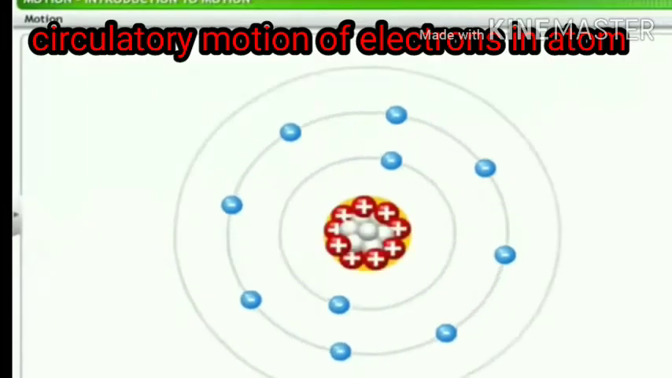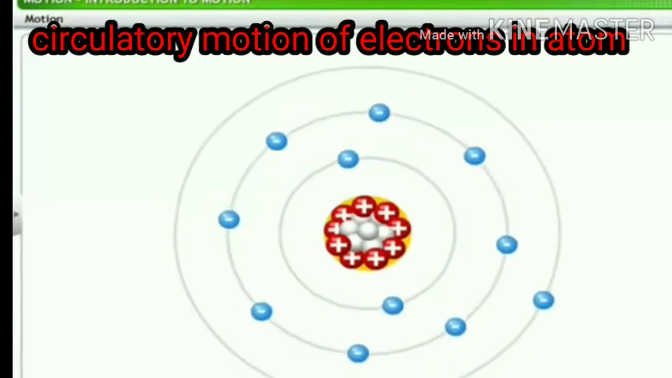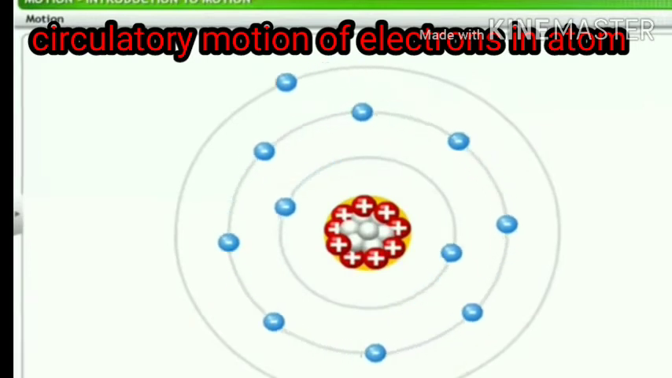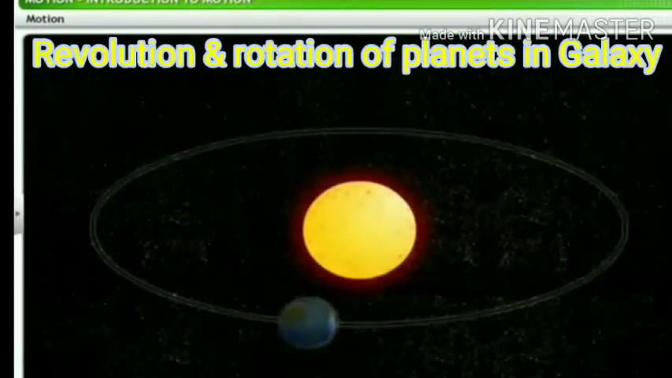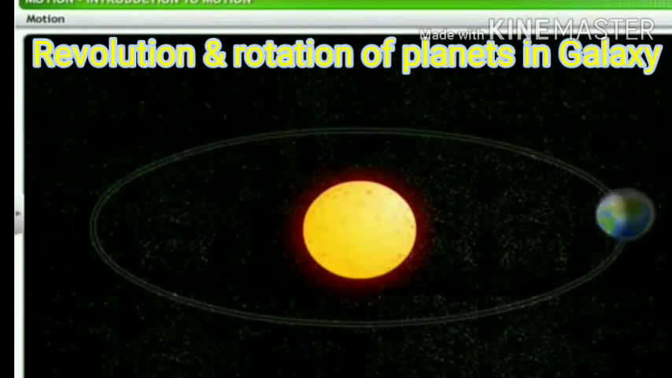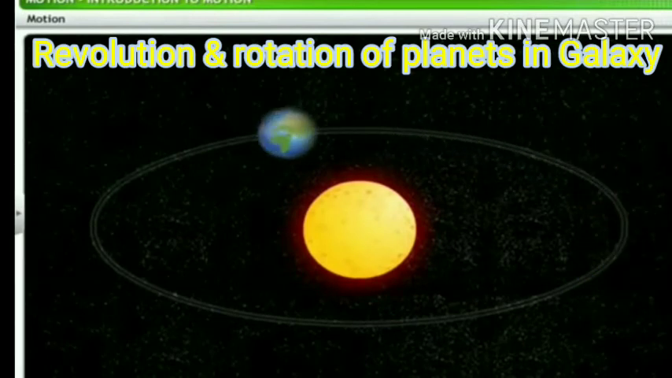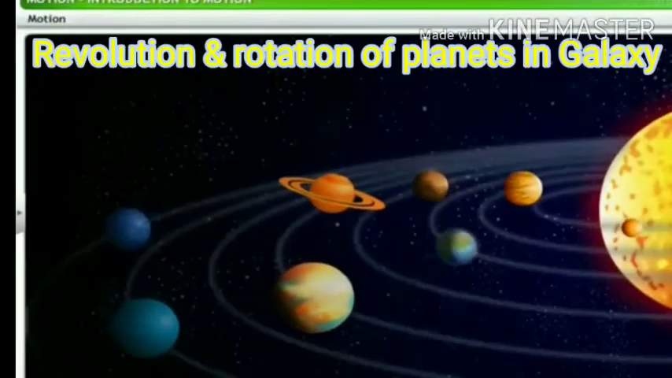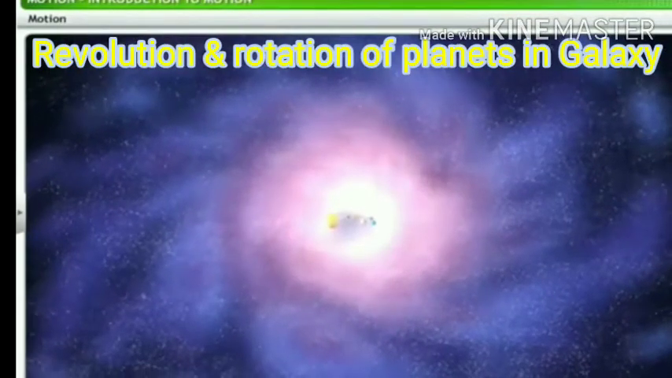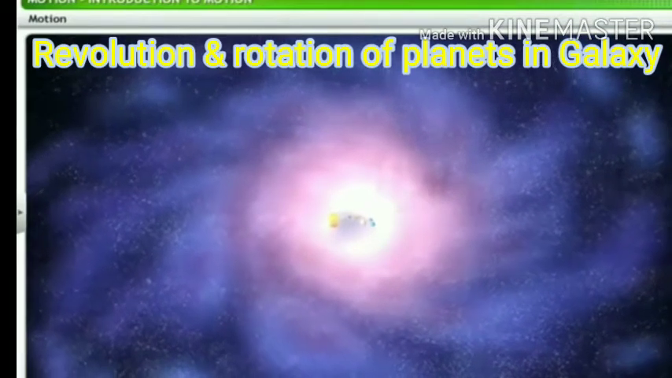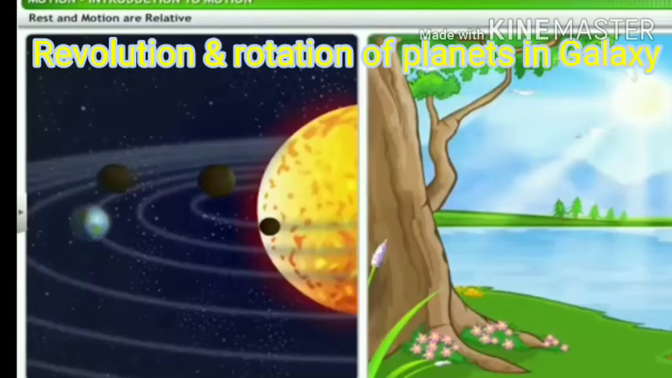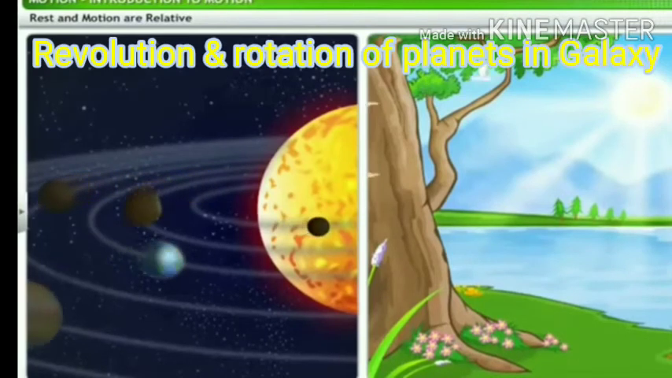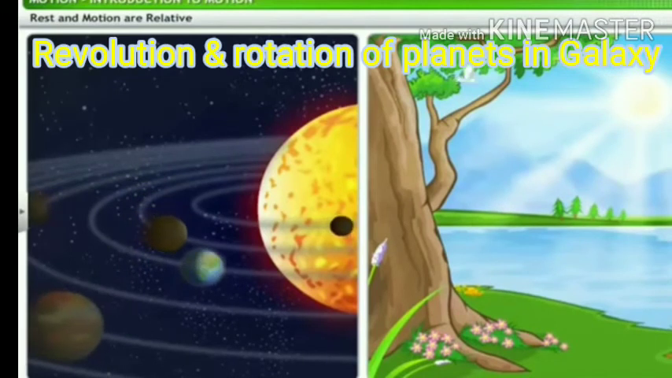In case of the atom, there are subatomic particles, and the electron, which is a negatively charged particle, rotates around the nucleus in a circular path. In the same way, in the solar system, planets or the earth rotate around itself and around the sun. Thus, this is a circulatory motion in the galaxy. In the galaxy, there are different planets. They are in circulatory motion around themselves and also around the sun.